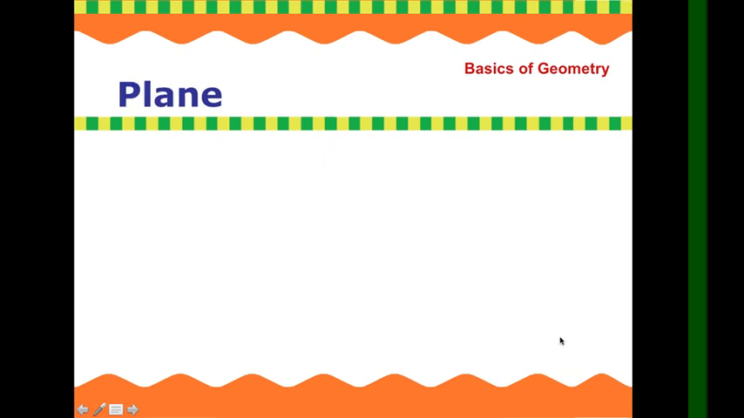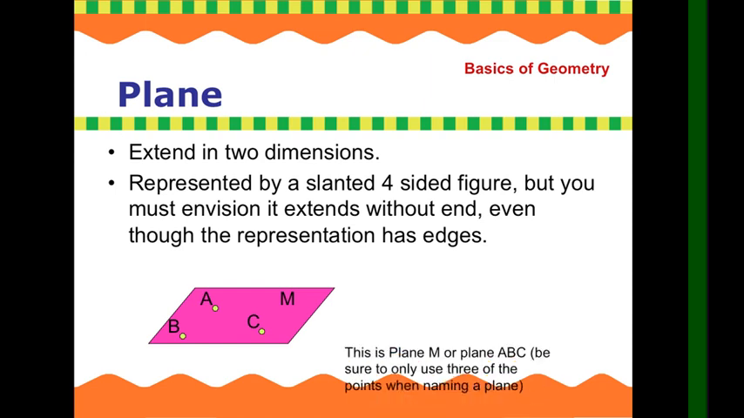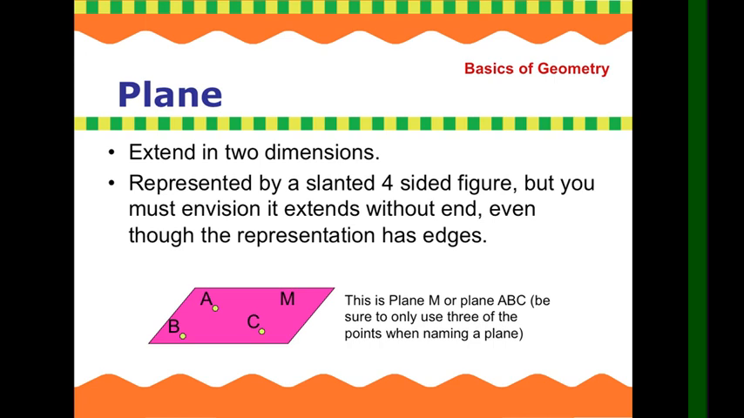Plane. A plane extends in two dimensions. It is represented by a slanted four-sided figure, but you must envision it extends without end, even though the representation has edges. So this one is a plane. Plane M with points A, B, C. This is plane M, or we can call it plane ABC. Be sure to only use three of the points when naming a plane.